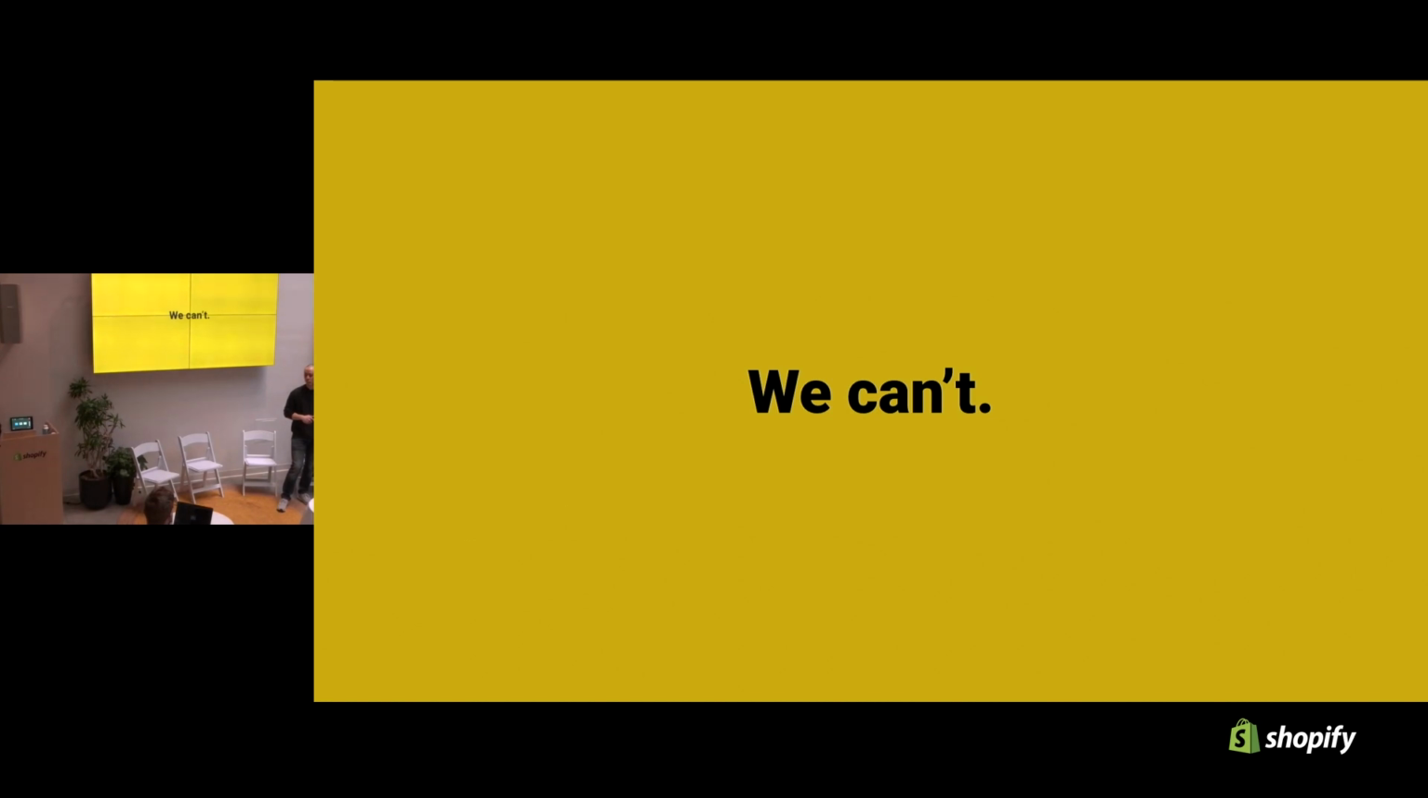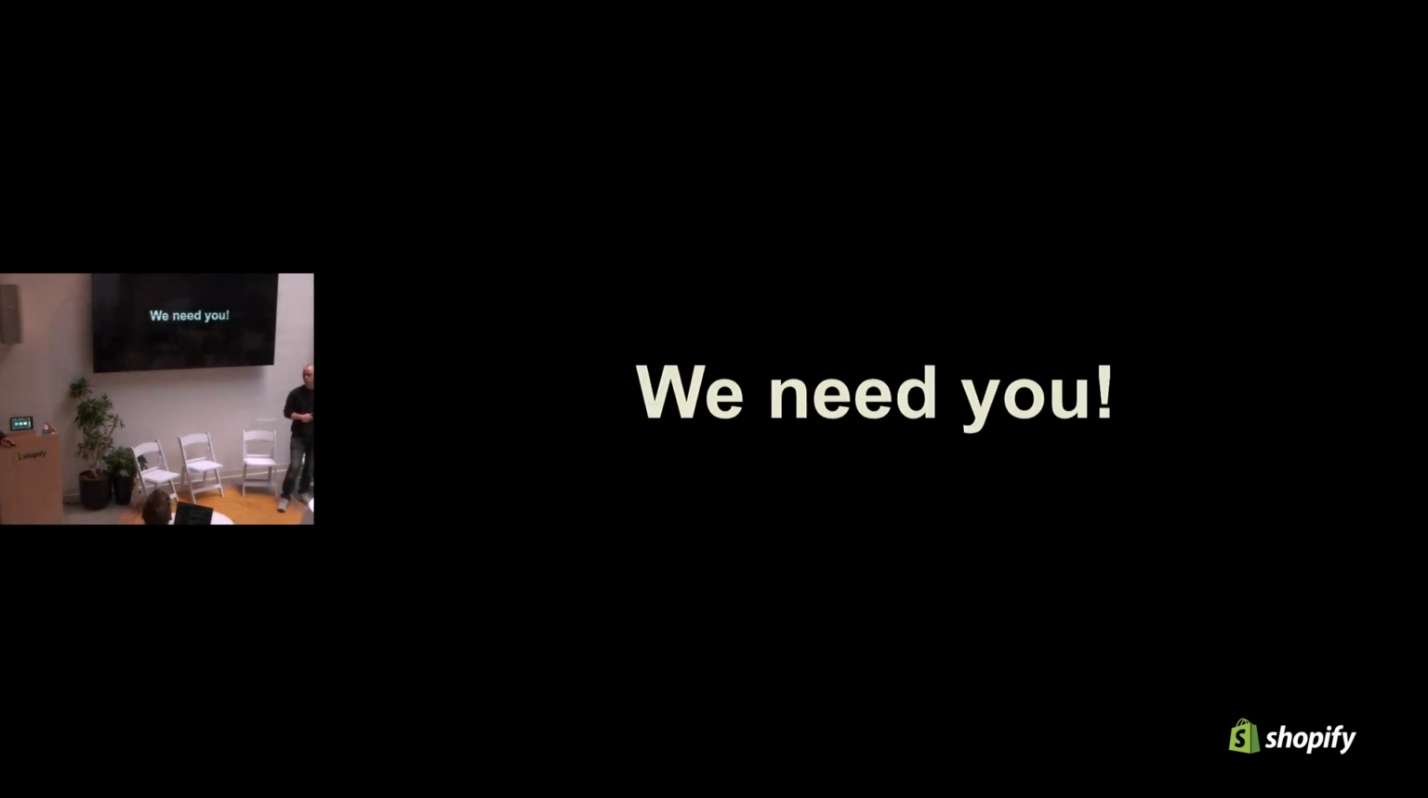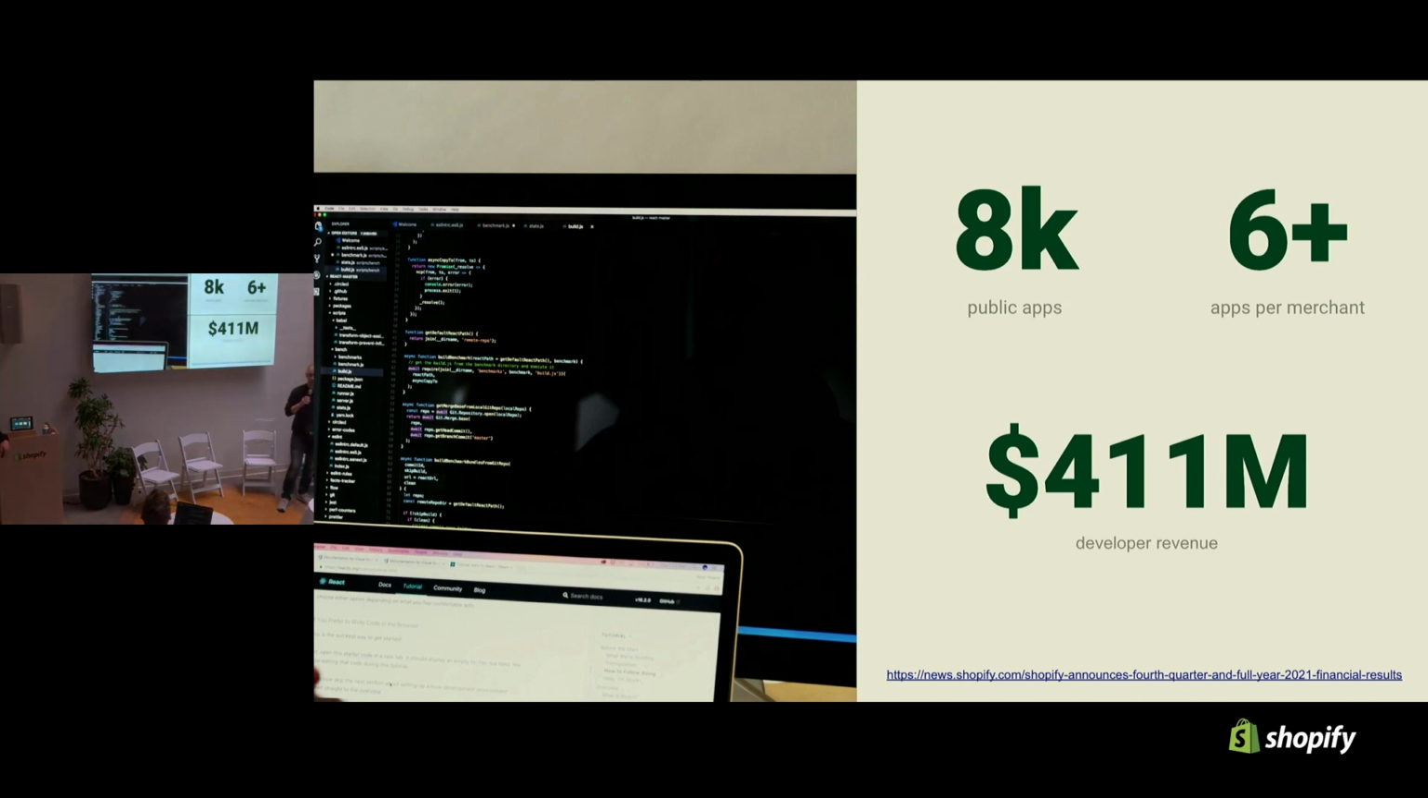Well, it's a little naive to think that we can solve every customer's problem, every merchant's problem, for every single use case. And that's where our third-party apps come in. We have an open API that can bridge the gap between what is common and what is possible. Because if we tried to do everything, our product would end up looking very bloated, very hard to use. So that's where we leverage the third-party apps, and that's where the ecosystem comes in. That's why we need you to build the next app, or the next theme, or the next storefront, which Nevin's going to get into.